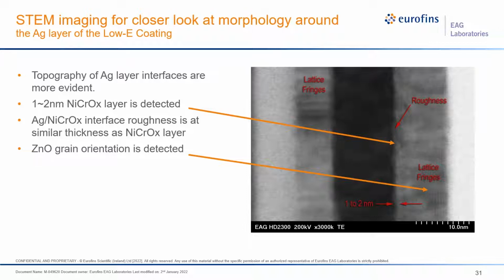And we also see that the roughness at this interface between the zinc oxide and the silver, where we have the nickel chrome oxide, is of the order of the thickness of the nickel chrome oxide. It makes it very difficult to really study these things. So the combination of the TEM and the SIMS is very useful.